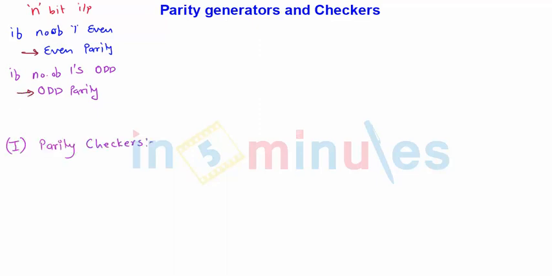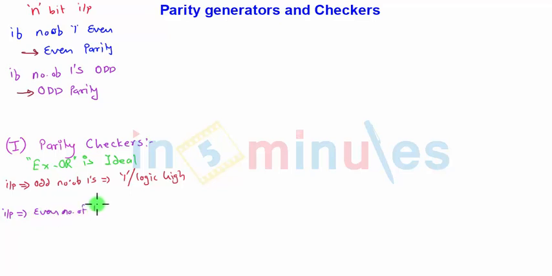Starting with the parity checker. For the parity checker, XOR is ideal. This is the key point for the parity checker and generator. The XOR operation is very important. Why? Because if the input has an odd number of ones, then the XOR output is 1, or logic high. Similarly, if the input provided has an even number of ones, then the XOR operation for all the input bits will give logic low, or 0 output.